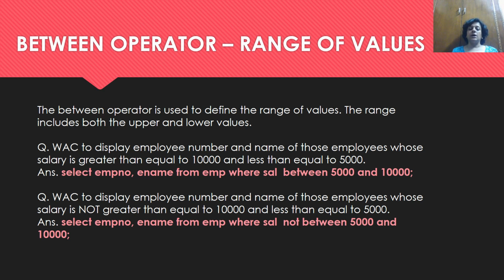To write a command to display employee number and name of those employees whose salary is not greater than or equal to 5000 and less than or equal to 10,000, the command would be select empno, ename from M where sal not between 5000 and 10,000.